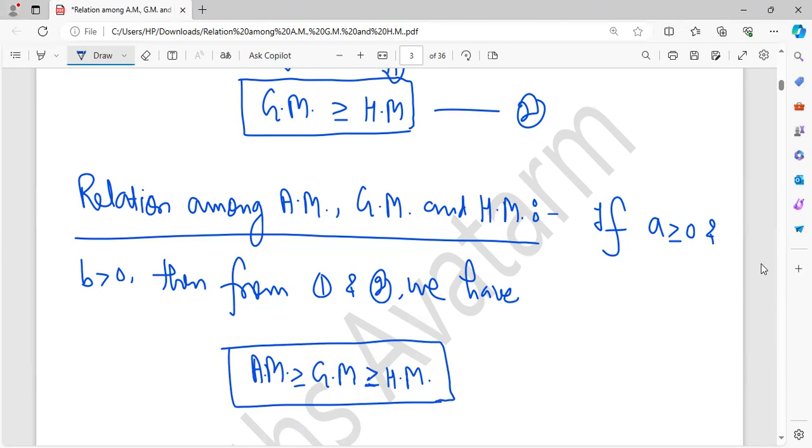So in this session we have found a relation between AM, GM and HM. This is a very important relation.